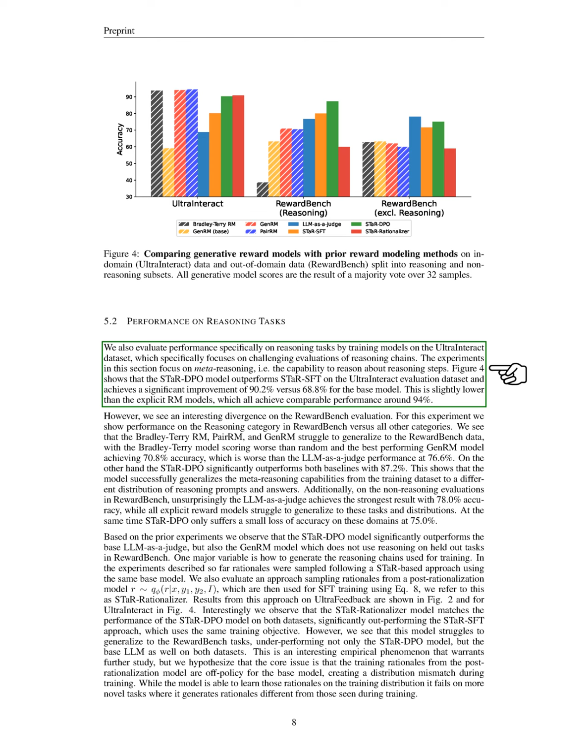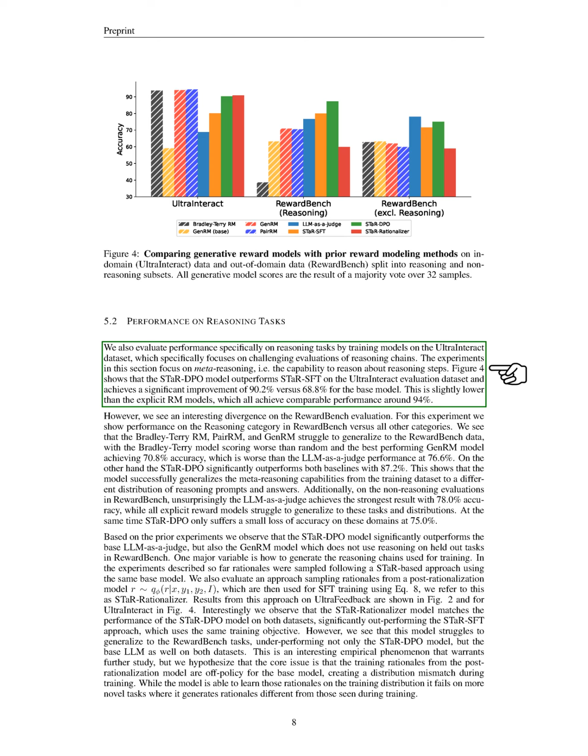RewardBench evaluation. The Bradley-Terry-ERM, pair-RM, and GenRM struggled to generalize, with the best GenRM model only achieving 70.8% accuracy, worse than the Llama-as-a-judge's 76.6%. In contrast, the STAR DPO model significantly outperformed both baselines with 87.2%, demonstrating its ability to generalize meta-reasoning skills to different reasoning prompts and answers.